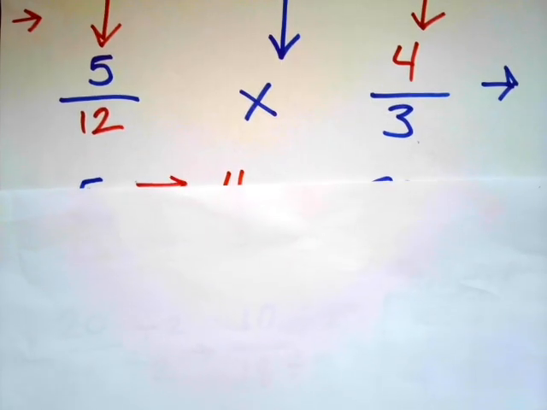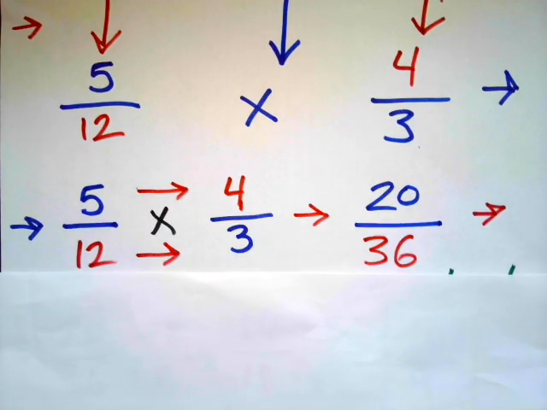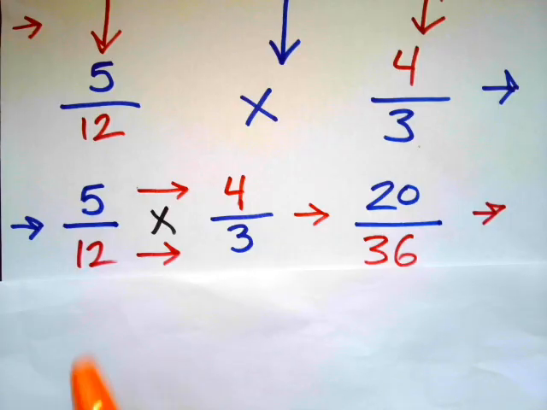Let's see how this looks. We've kept, changed, and flipped it. Now it's a multiplication problem. It's a fraction. 5 times 4 is 20. 12 times 3 is 36.